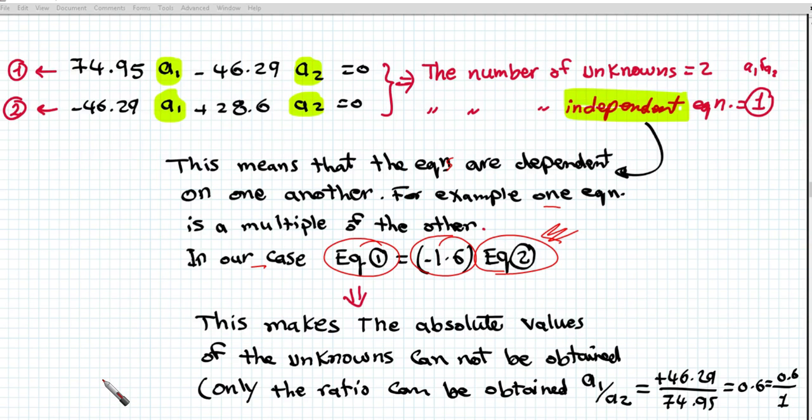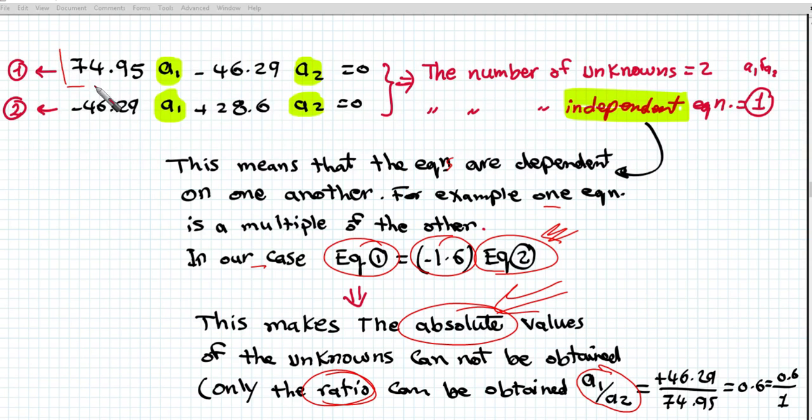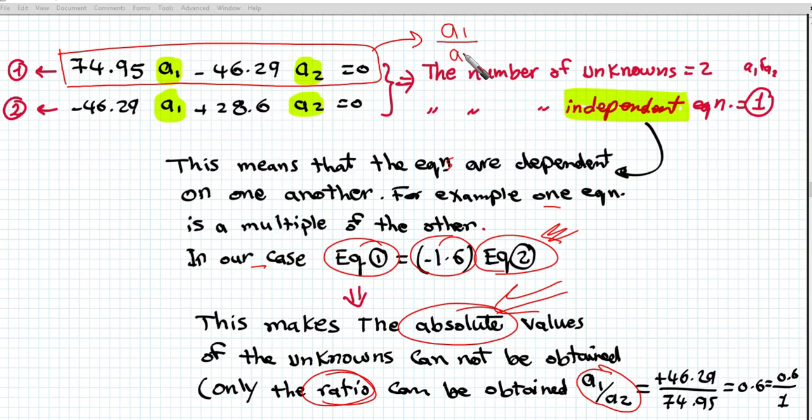Okay? So this means the absolute values of the unknowns cannot be obtained, because, as we said, the number of equations is one less than the number of unknowns. Only the ratio can be obtained, A1 over A2. So we can choose any equation, and from here we can obtain the ratio A1 over A2.